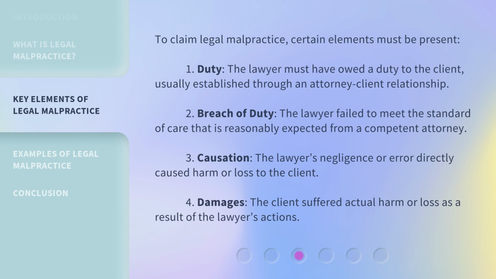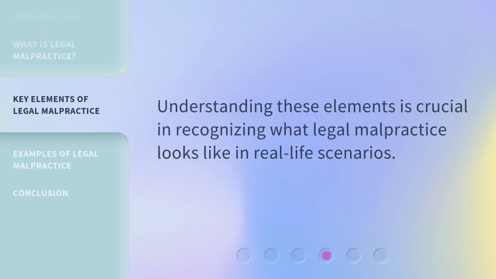To claim legal malpractice, certain elements must be present. 1. Duty. The lawyer must have owed a duty to the client, usually established through an attorney-client relationship. 2. Breach of duty. The lawyer failed to meet the standard of care that is reasonably expected from a competent attorney. 3. Causation. The lawyer's negligence or error directly caused harm or loss to the client. 4. Damages. The client suffered actual harm or loss as a result of the lawyer's actions. Understanding these elements is crucial in recognizing what legal malpractice looks like in real-life scenarios.